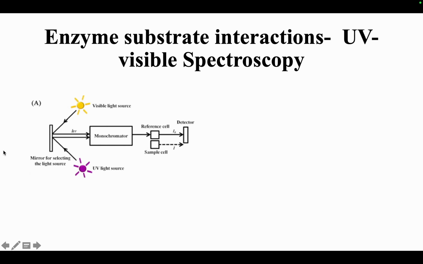So UV visible spectroscopy is of two types. This is a single beam UV visible spectrophotometer. What do we mean by single beam? We have a source of light, it could be either visible or UV. So this is a UV visible, it will have both sources, visible light source and UV light source. We'll have a mirror, and we'll have a monochromator.